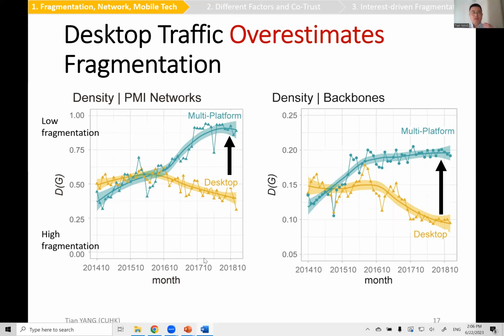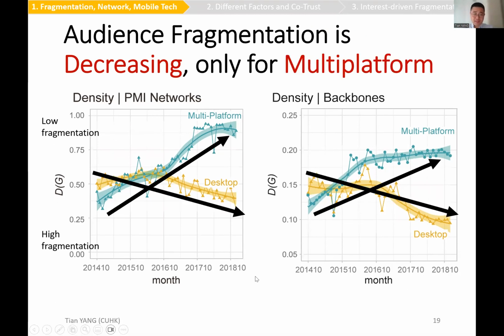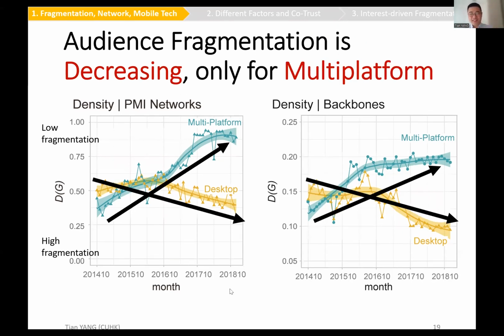Second, the trend of multi-platform is rising, which means that relying on digital technologies, people increasingly use a more diverse pool of information sources. So in other words, fragmentation is decreasing over time. But if you look at desktop data, we see an opposite conclusion. So the density level actually is decreasing. Therefore, using desktop-only data could give us a distorted picture.